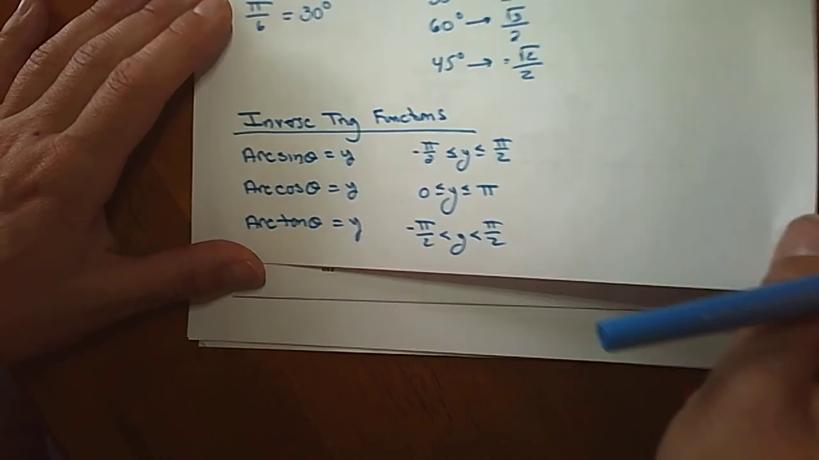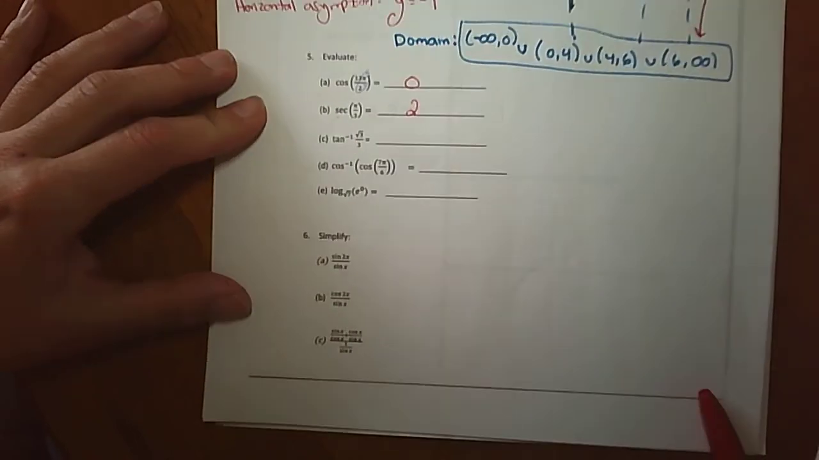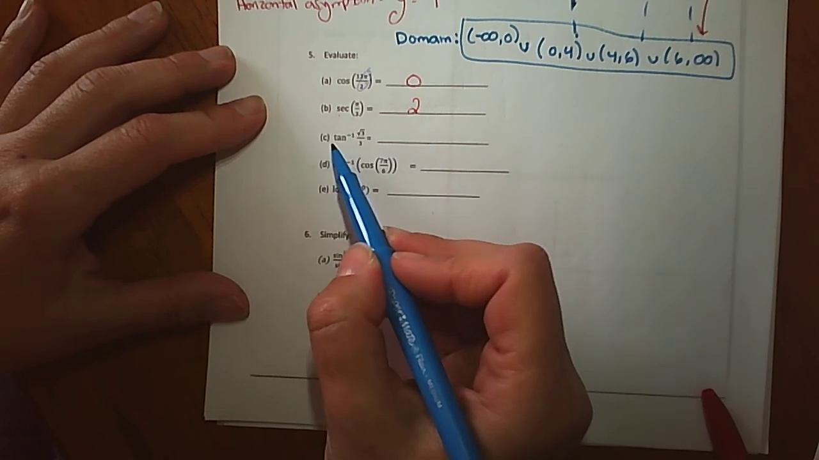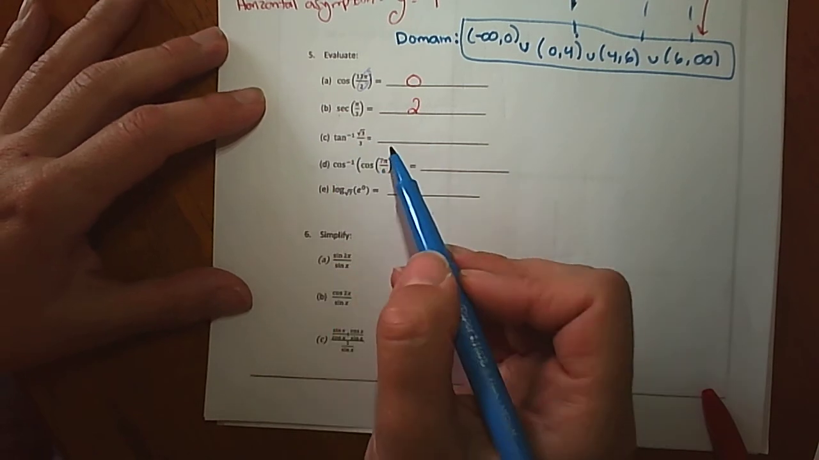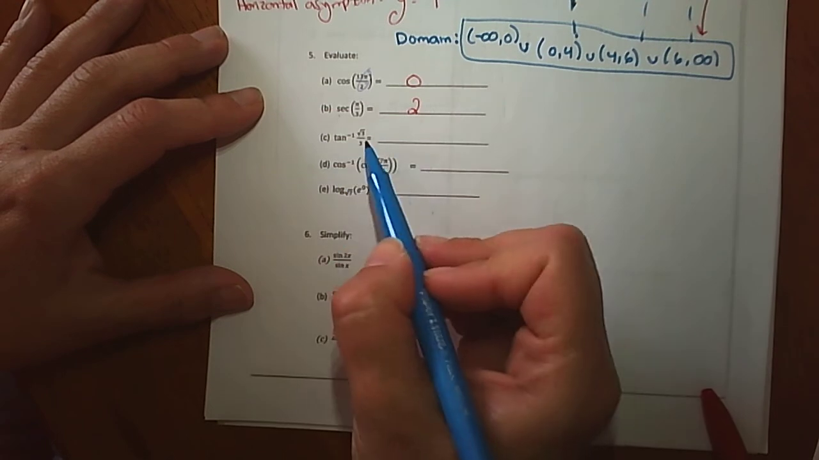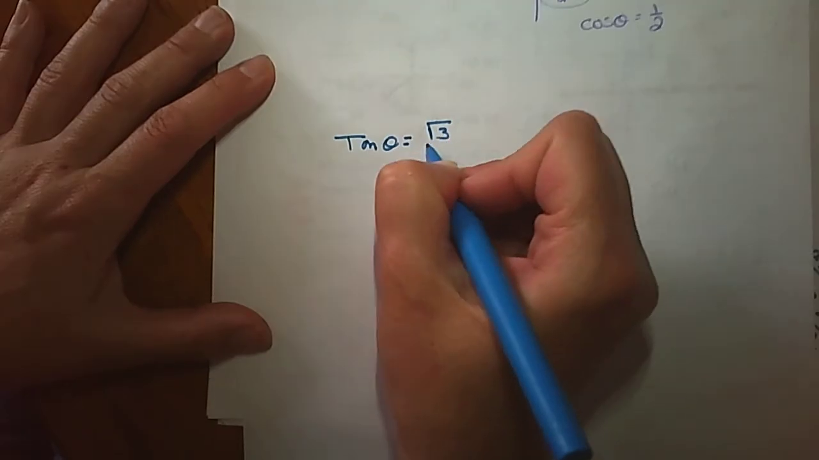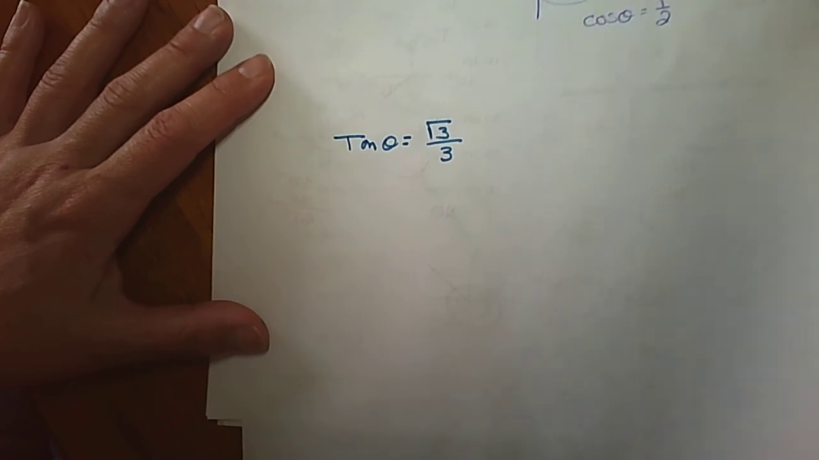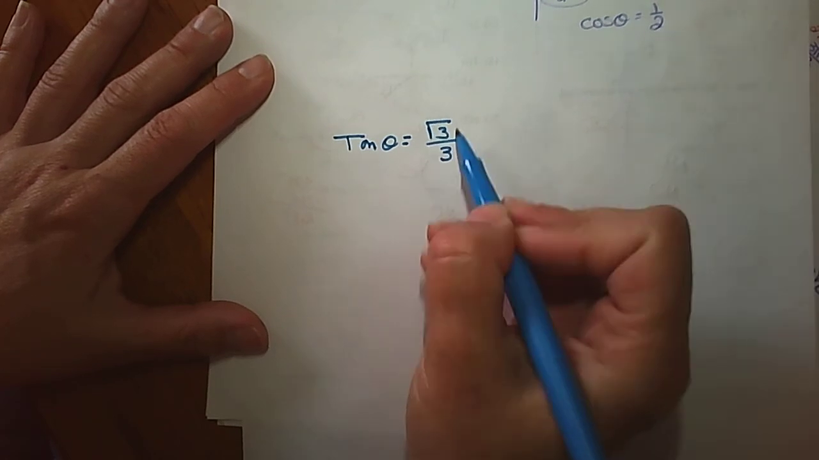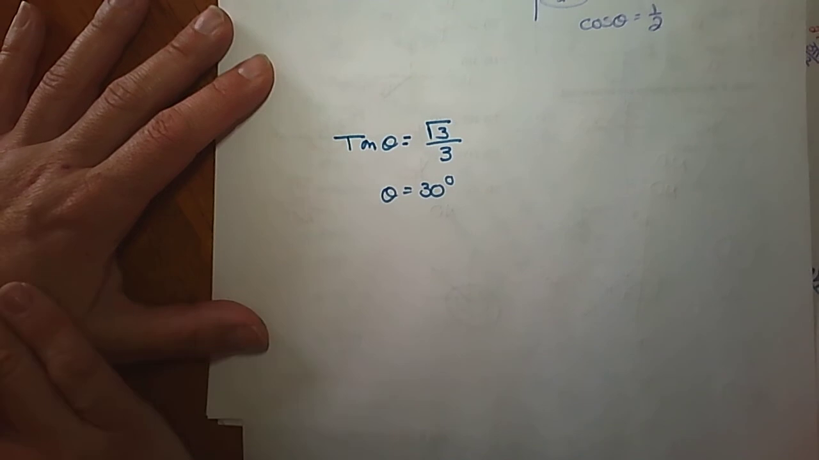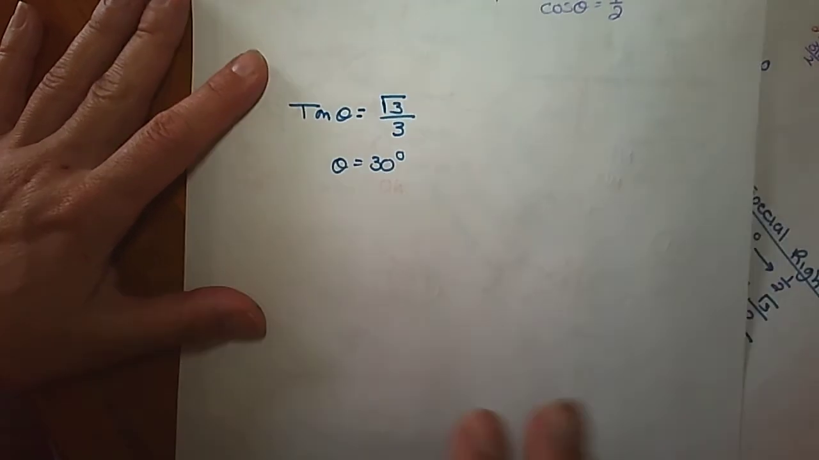Now, what this question is asking is what angle, so anytime it starts with an A, you give me an angle answer. So this question is asking what angle has tangent equal to radical 3 over 3. Do you guys remember what that is? With all the 3's, it is 30 degrees. And let's talk about why that is.